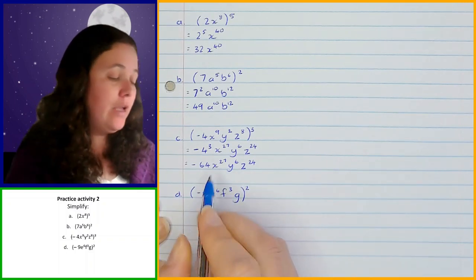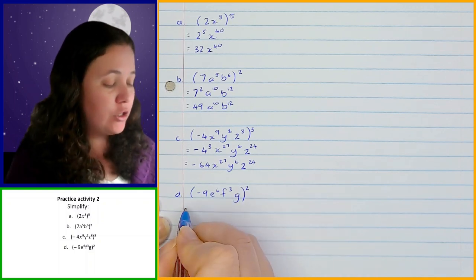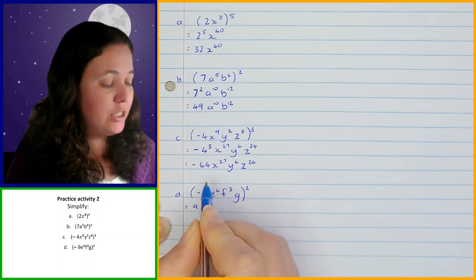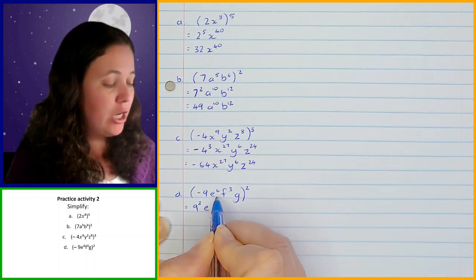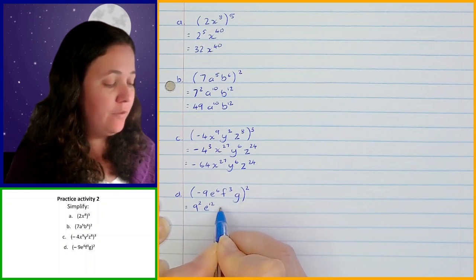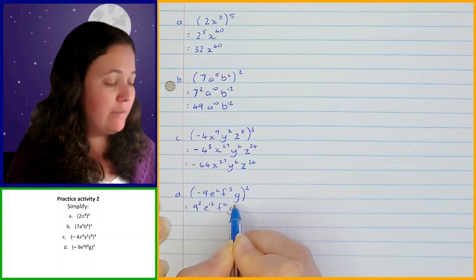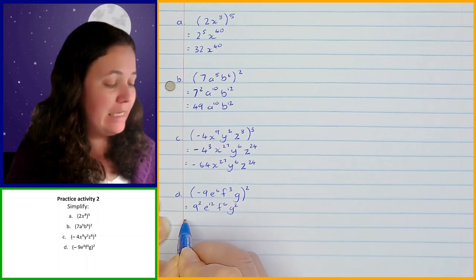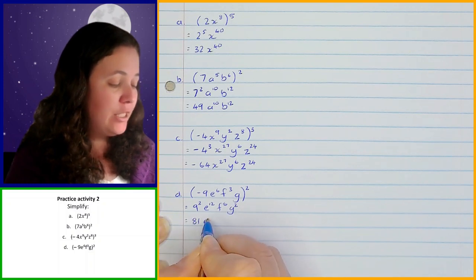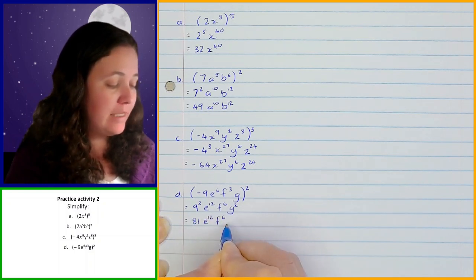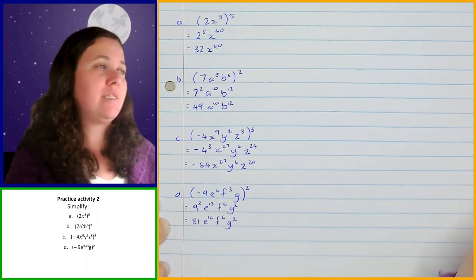Again, there's a negative. In this case, my exponent is even, which means that that's going to change to positive. So it's going to be positive 9 to the power of 1 times 2 is 2. e to the power of 2, 6 times 2 is 12. f to the power of 3 times 2 is 6. And g to the power of 1 times 2 again is 2. And that I need to simplify. The 9 squared gives me 81. e to the power of 12, f to the power of 6, and g to the power of 2. So that's what you should have got for all of those questions.